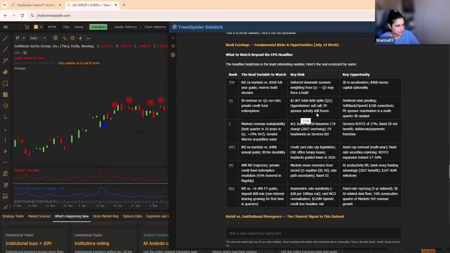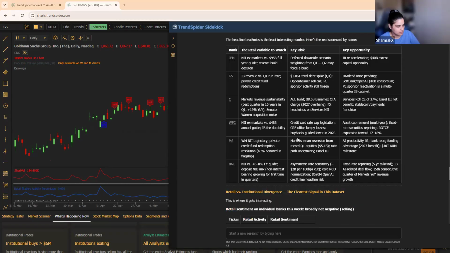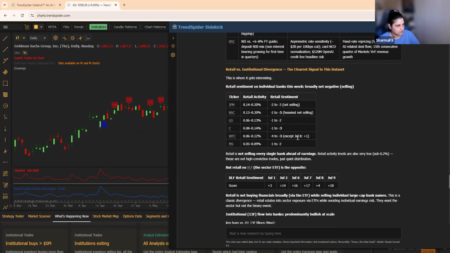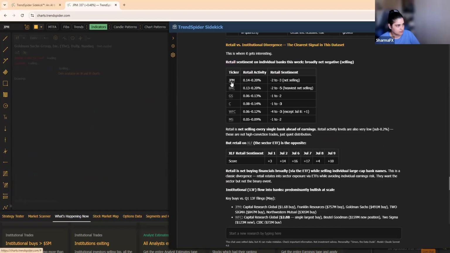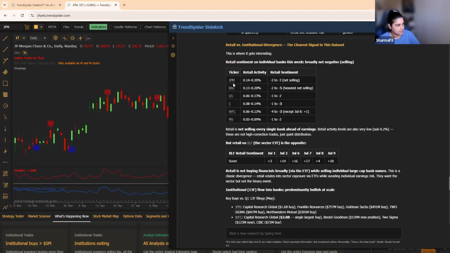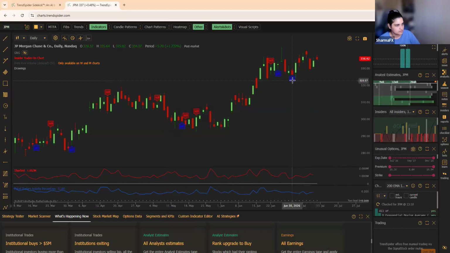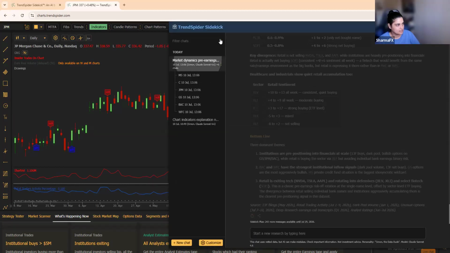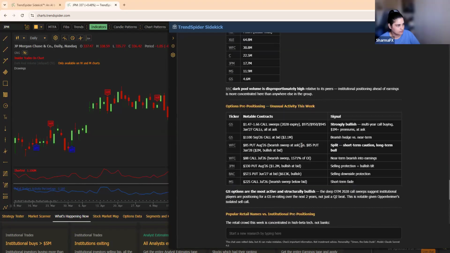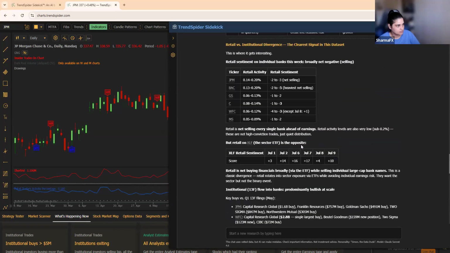And then we have a key risk, key opportunity for all of them. So let's just continue down here and take a look at what else. This is where it gets interesting, where we have with JP Morgan, retail activity in this stock here accounts for about 0.14 to 0.2%, and then net selling the stock here. Let's pull this up. So we just had a gap. We're still pushing back up bullish here on the daily time frame, but it seems like the retail side is selling JP Morgan ahead of the earnings. Let's come up.